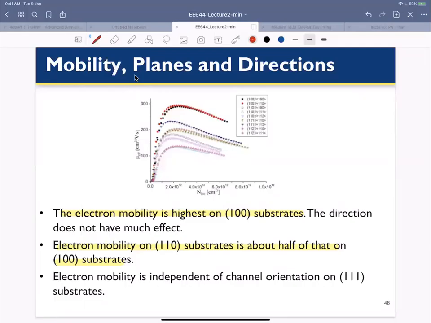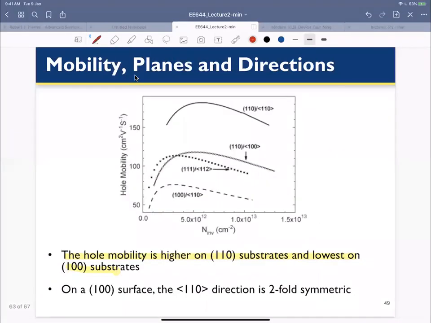In contrast to electron mobility, the hole mobility is higher on the 110 substrate and lowest on 100. So this is totally opposite to electron mobility. This part we have discussed. So that's the reason you see this in your transistors.